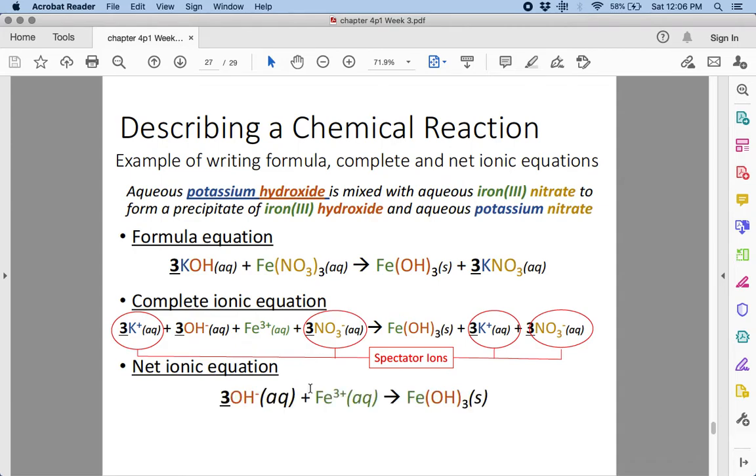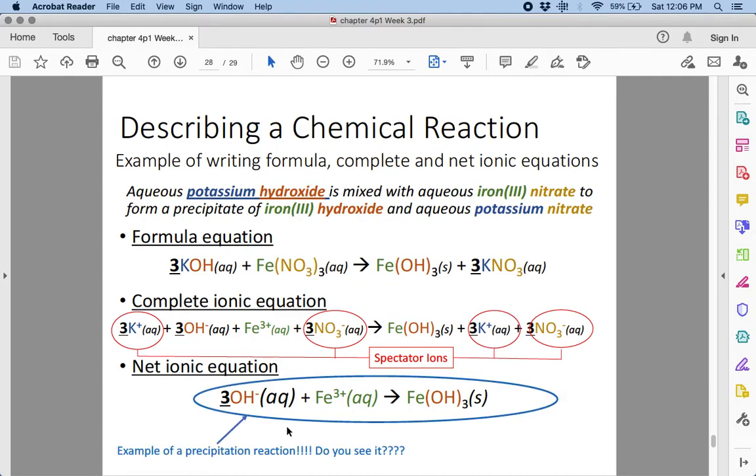Our net ionic equation for this chemical reaction would be 3 OH minus aqueous plus our iron 3 plus aqueous, yielding Fe(OH)3 solid. It doesn't really matter if you put the iron before the hydroxide. That's neither here nor there. So this is an example of a precipitation reaction. Do you see it? An aqueous plus an aqueous yielded a solid.